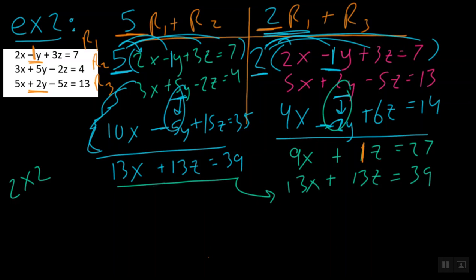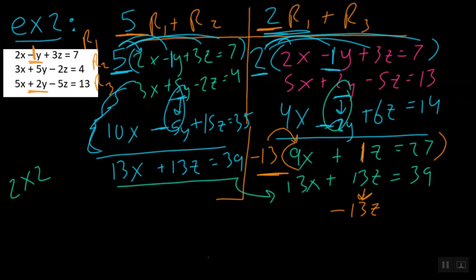So the question is, how can I get rid of a 13z? The opposite of positive 13z is negative 13z. So let's block that off: can I multiply positive 1 by something to get to negative 13? I can do positive 1 times negative 13. And here I'm going to have to use some pretty big numbers, so let's do it.